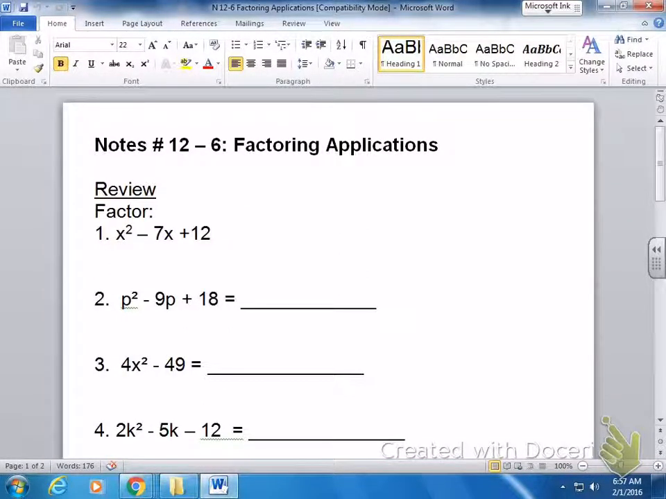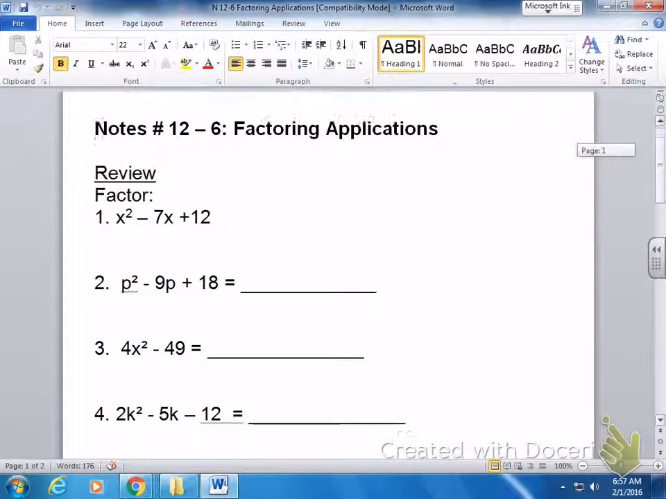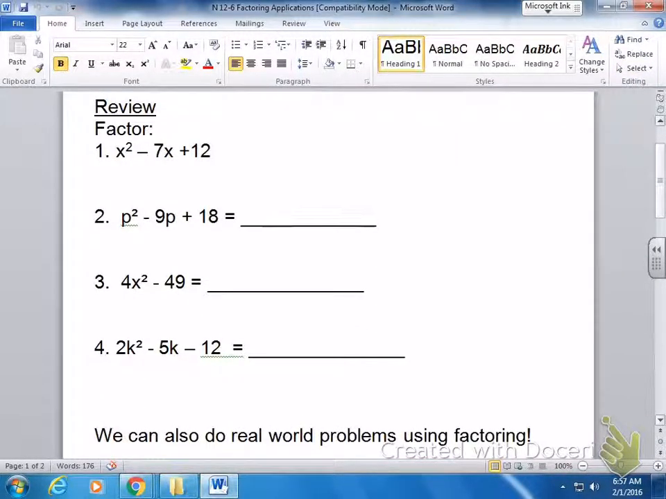All right, guys, so we're talking about factoring applications today. Basically, it's the stuff that we've been doing, just some word problems about them. So the first four are just some reviews, so let's go ahead and get started on those. We're going to go through them kind of quick. We've been doing these for several days.